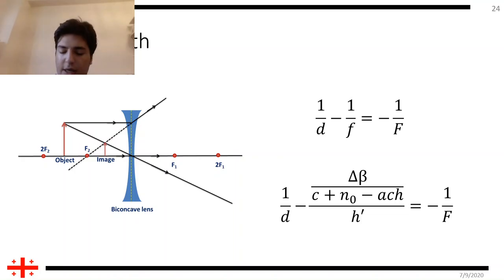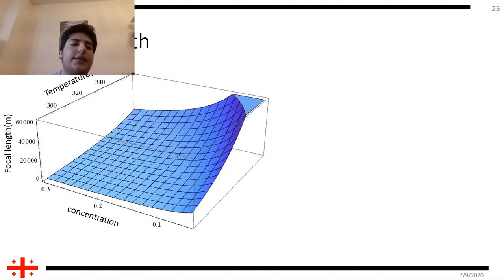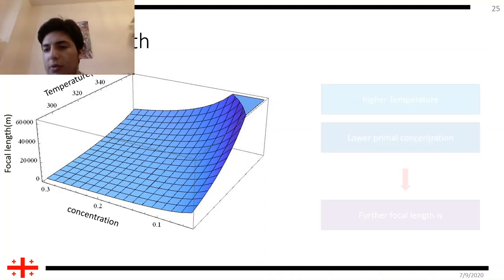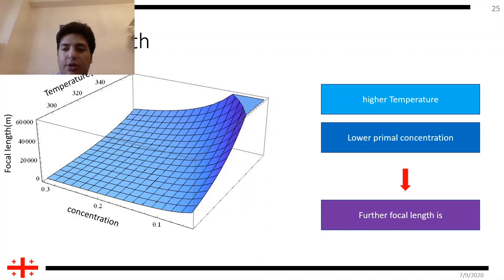From this equation, we could calculate the focal length, and the result was that the focal length is mainly dependent on the primal concentration of the sugar inside the water, and the temperature of the water too. The result is that the higher the temperature and the lower the primal concentration, the further the focal length. And it's a very logical thing, because if the temperature is high, there is not going to be a strong gradient of the refraction index, which means that these two beams will meet each other at infinity. And this is a very logical result.